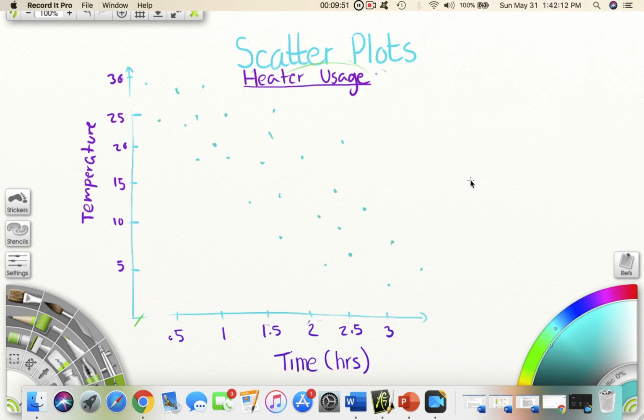Okay, so here's my little jump cut. I finally figured out how to do those. Here is another graph.